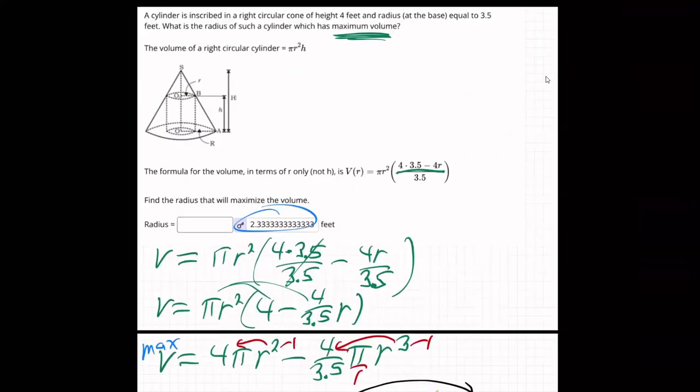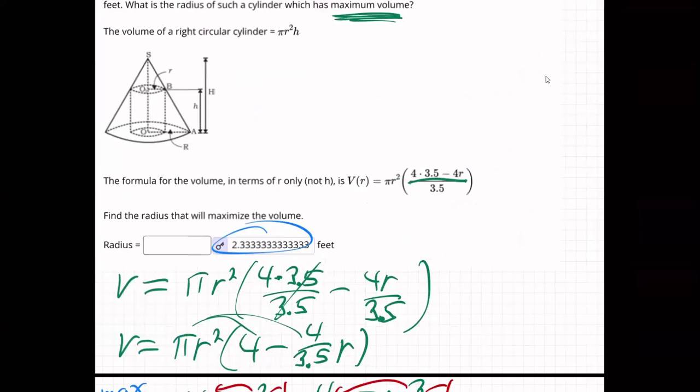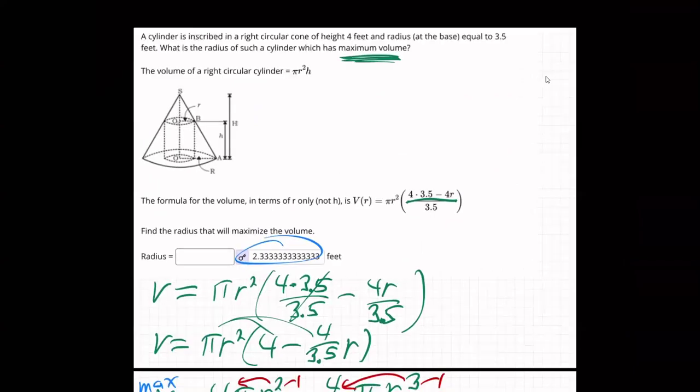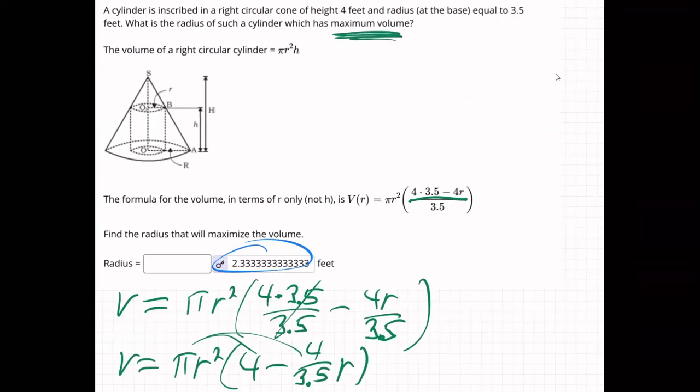So that's fitting one object inside of another. How do they do that in engineering? Maximize, minimize. They use calculus like we just did. There we go.